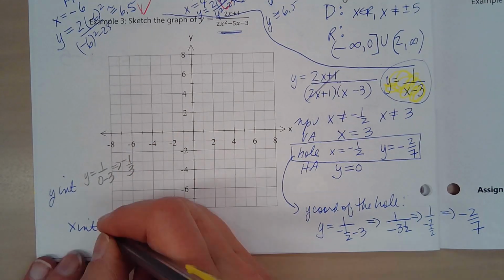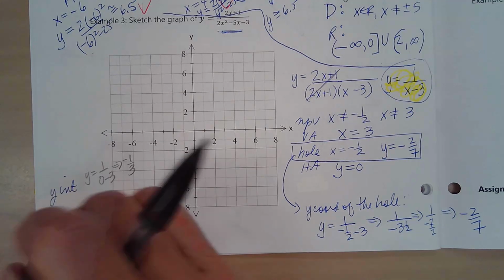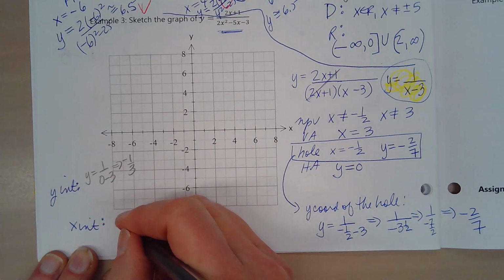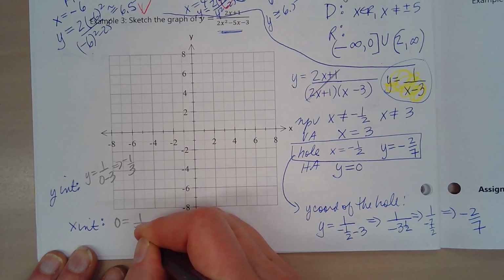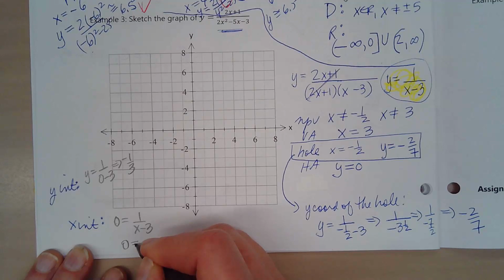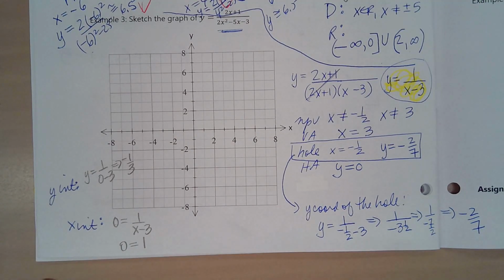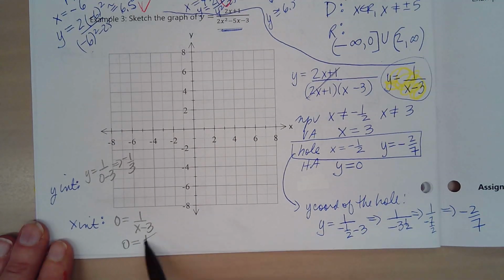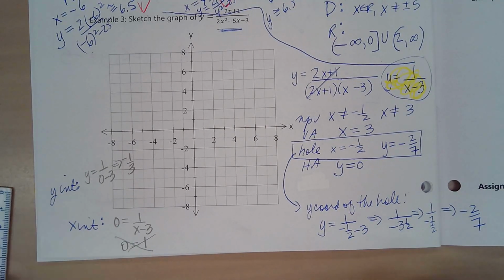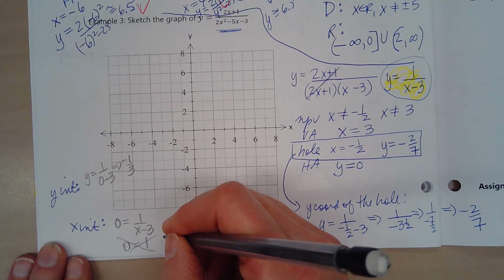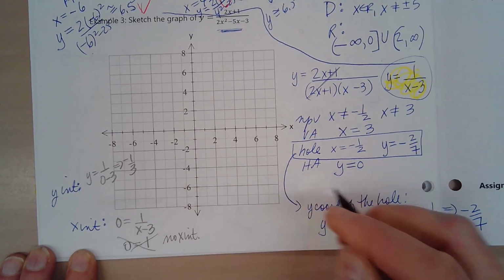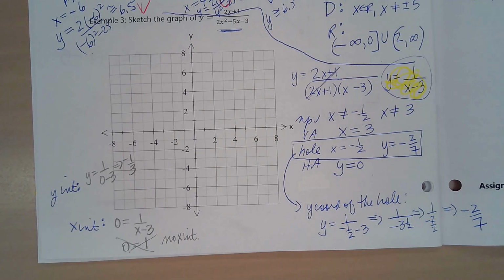Okay. X-intercept, put a 0 in for y, and I get 0 equals 1 over x minus 3. I do my cross multiply, and I get 0 equals 1, which is nonsense, right? So what does that mean when I get a nonsense statement? An untrue, impossible statement. No x-intercept. And that makes sense because my y-axis is the horizontal asymptote.